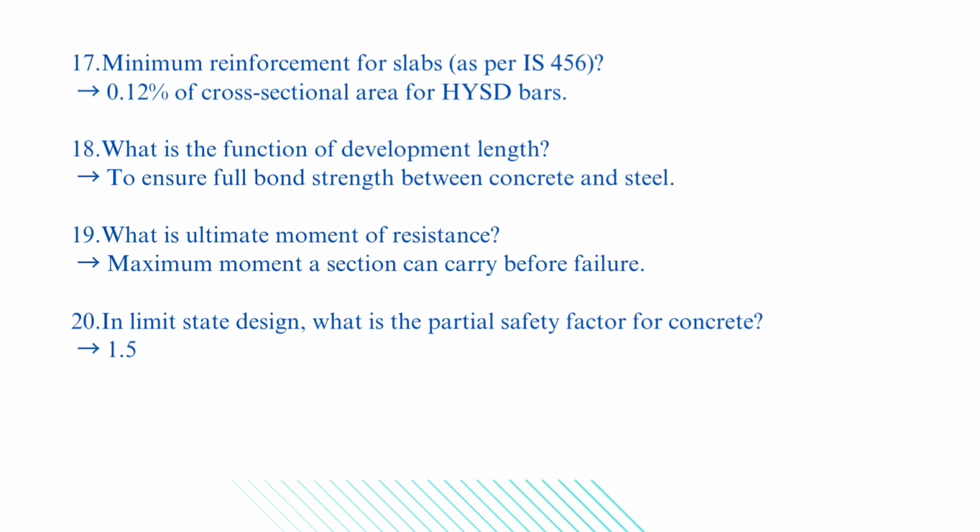The next question is, what is the function of development length? And the answer is, to ensure the full bond strength between the concrete and steel. Next, what is the ultimate moment of resistance? The maximum moment a section can carry before failure is nothing but the ultimate moment of resistance. Now the next question, in limit state design, what is the partial safety factor for concrete? And it is 1.5 according to IS 456.